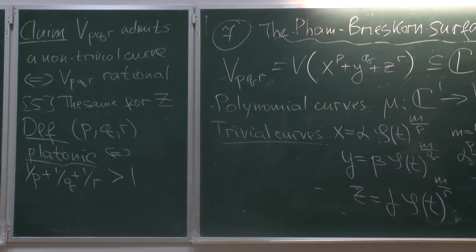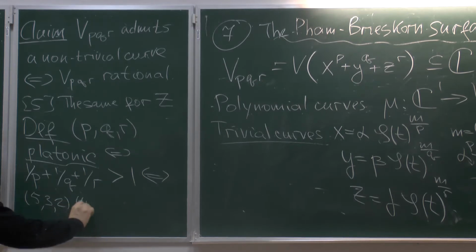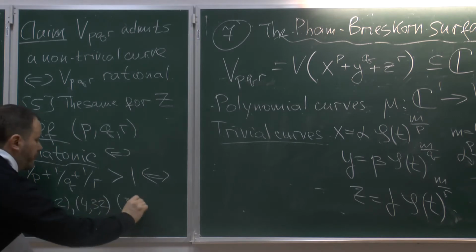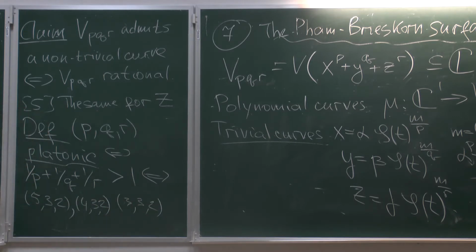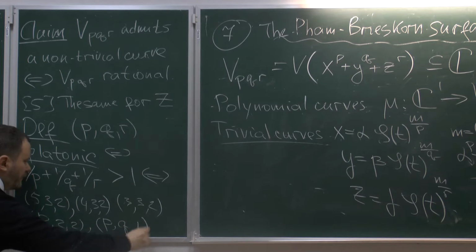But this is a nice Olympiad problem. In Russia we liked mathematical Olympiads. So it's an elementary Olympiad problem to find all such triples, and the answer is the following. This is (5, 3, 2), (4, 3, 2), (3, 3, 2), and two infinite series, (P, 2, 2) and (P, 1, 1).